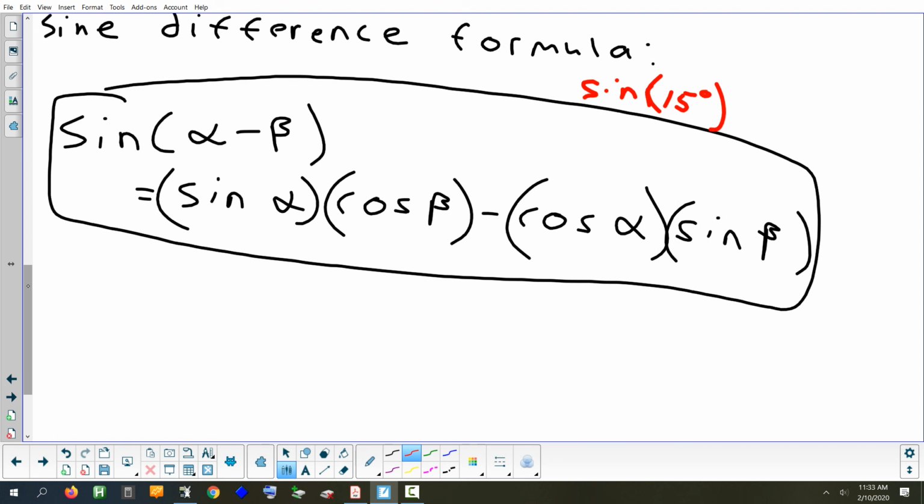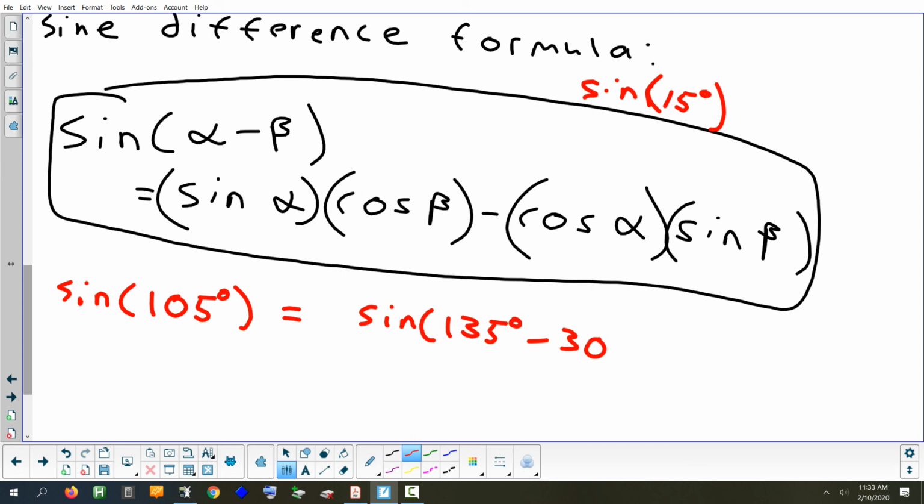Let's say I wanted to find sine of 105. Now, I know it's doable because that's a multiple of 15. That's 15 times 7. So how can you write 105? 135 minus 30. You could do it as 135 minus 30. Yep. To me, that's the hardest part, just trying to think of the two numbers.